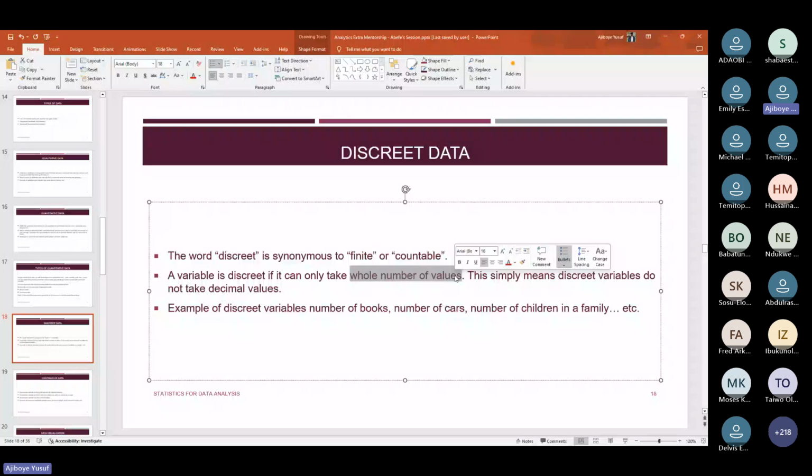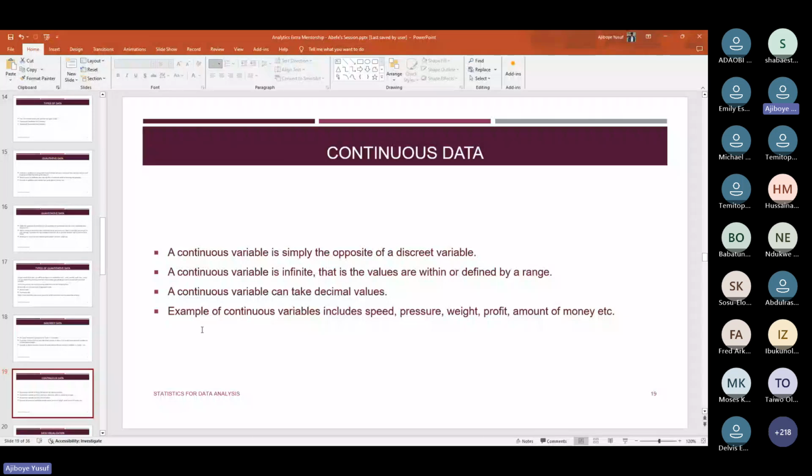we have the continuous data. A variable is said to be continuous if it is infinite. By infinite, it means that the value can take a range of values. So the value is not fixed. It can take values between one range or the other. I will use a speedometer as a typical example. If you look at a car's speedometer, it starts from 0 and ends at, let's say, 250. The speed of your car can be between 0 and 250. The lowest is 0, the highest is 250, and it can take decimal values.